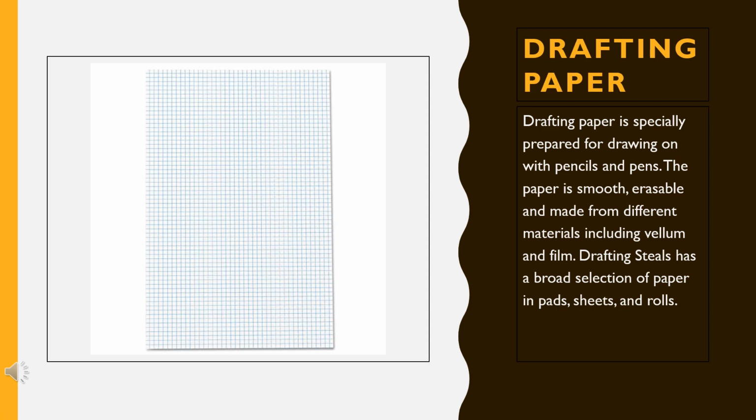Drafting paper. Drafting paper is especially prepared for drawing on with pencils and pens. The paper is smooth, erasable, and made from different materials, including vellum and film. Drafting Steels has a broad selection of paper in pads, sheets, and rolls.